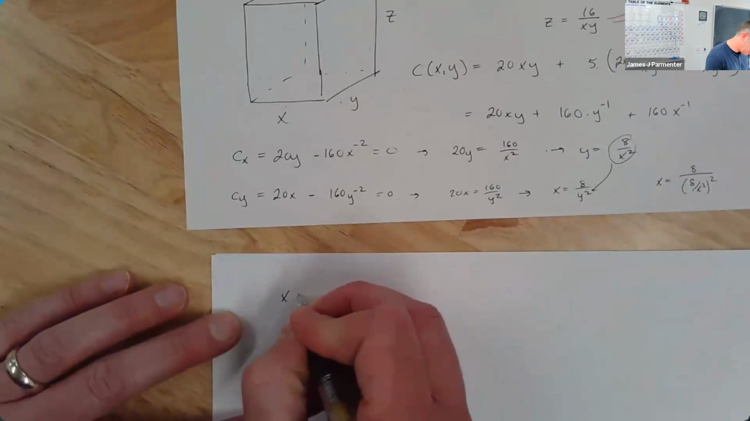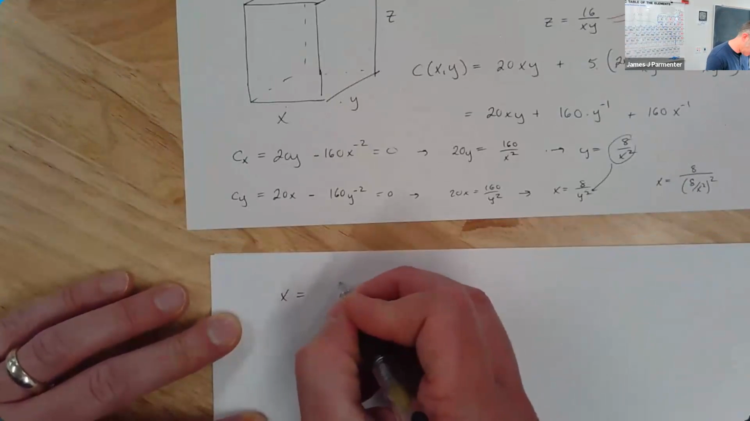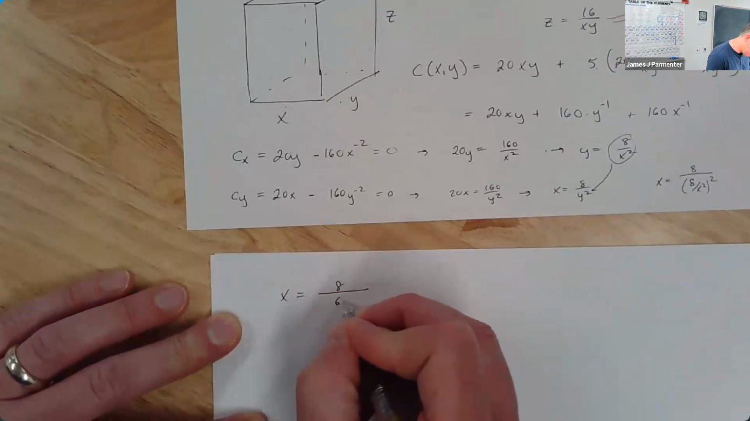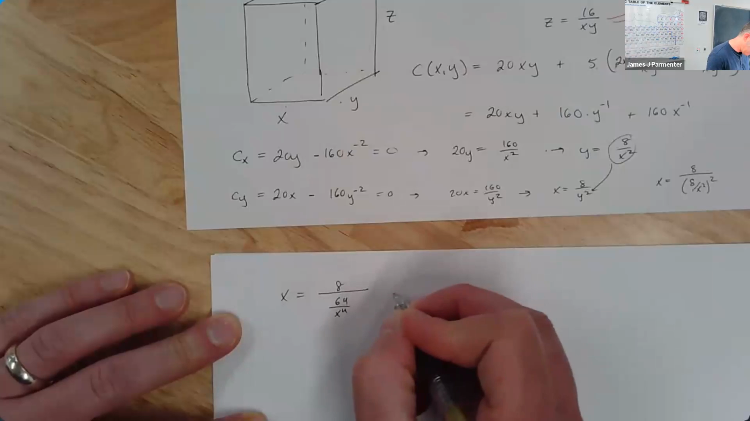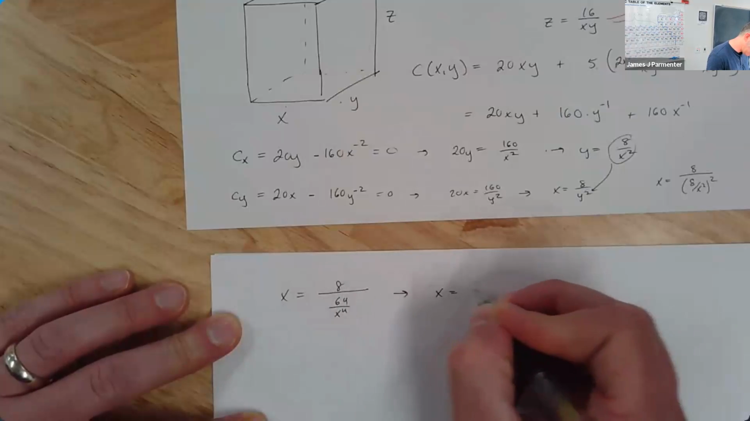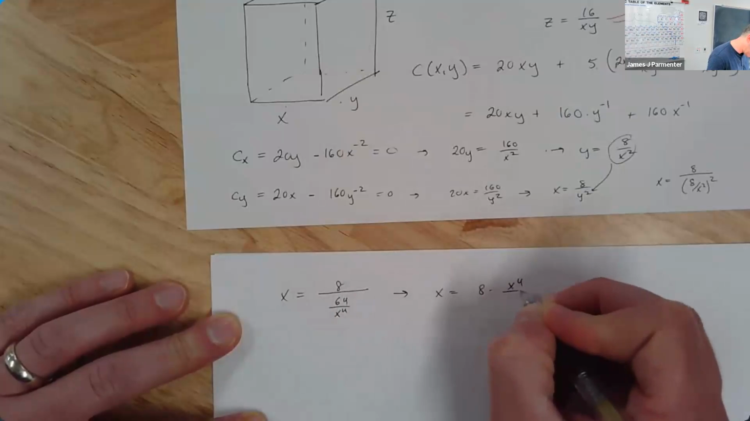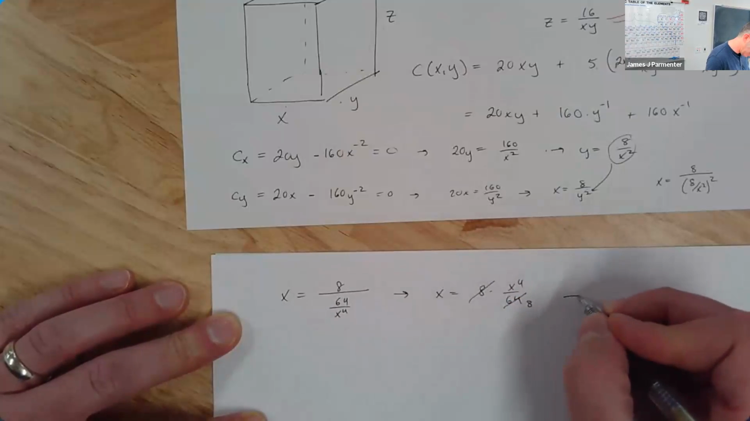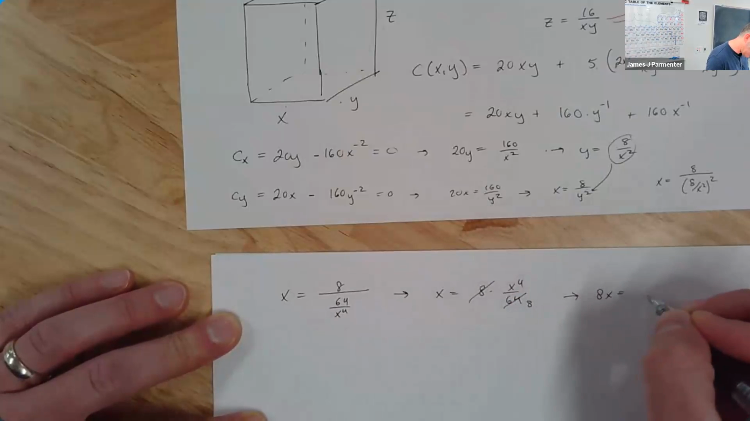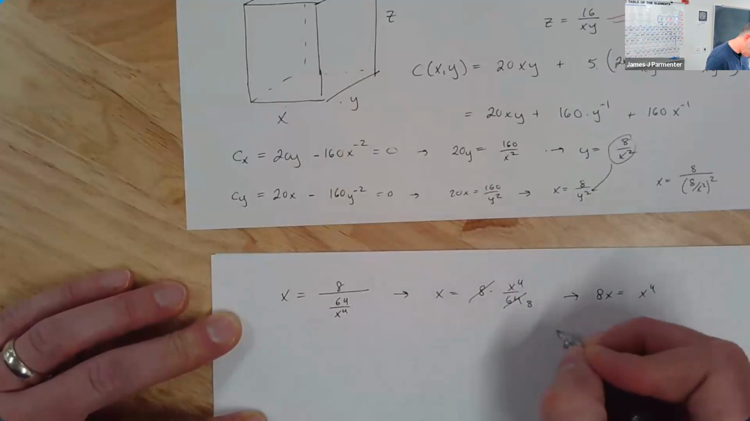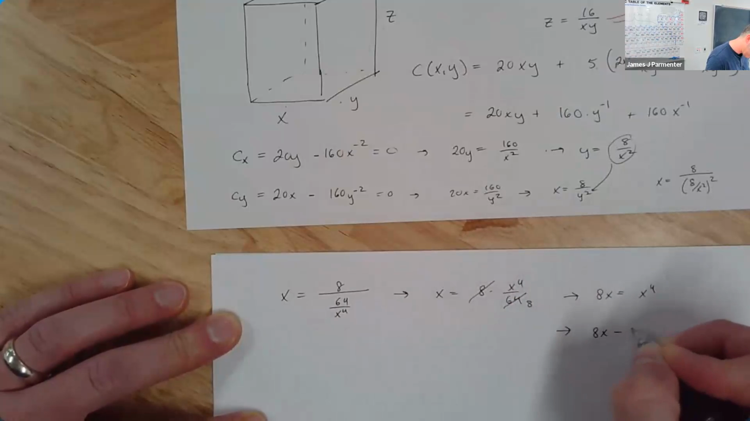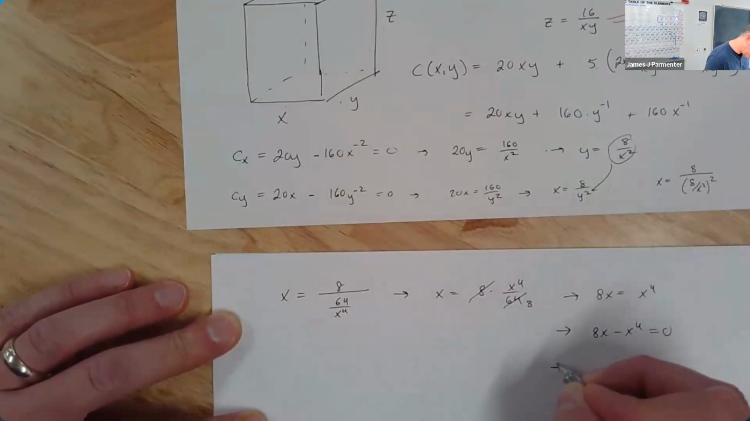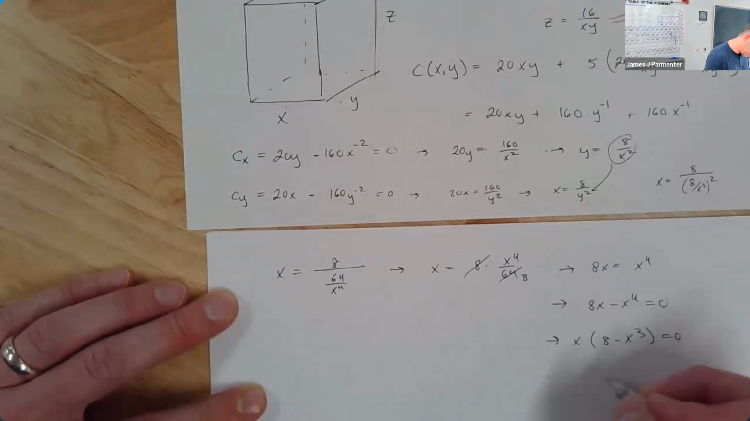So you've got x equal to 8 over 64 over x to the 4th. Flip and multiply. x equals 8 times x to the 4th over 64. Cancel an 8. Multiply both sides by 8. 8x equals x to the 4th. Bring everything to one side. Factor out an x. And then you get x equal to 2.